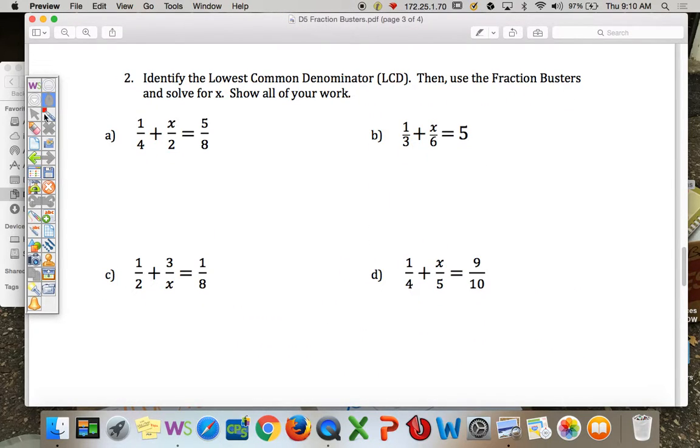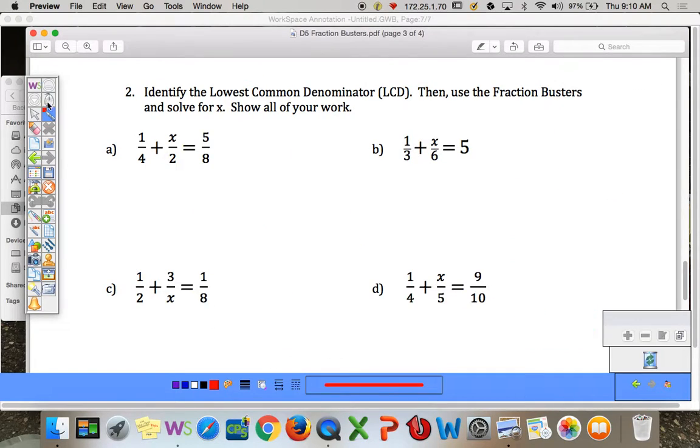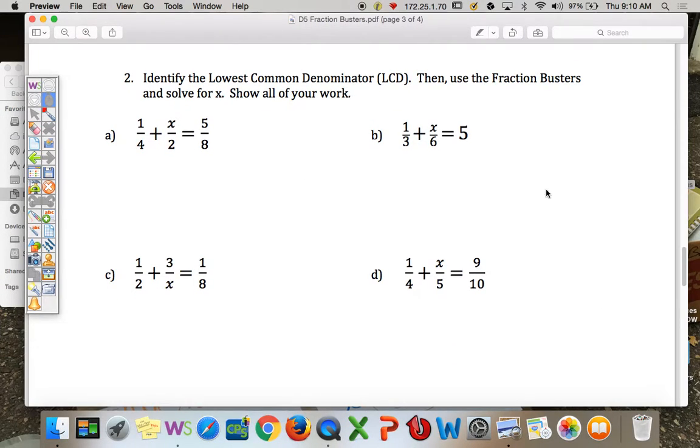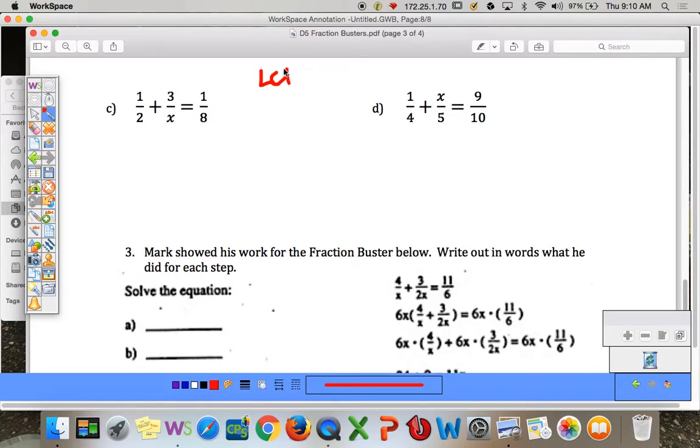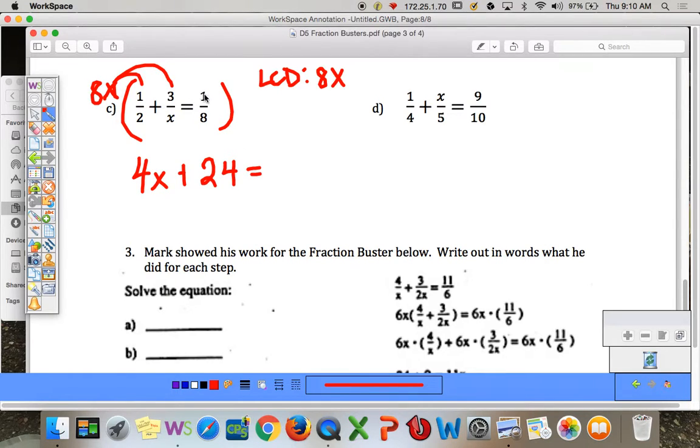Okay, let's do one of these. Let's do C. So for C, the LCD of 2x and 8 would be 8x. So I'm going to write that down here. Because we can multiply each one of these by something to get 8x. So we're going to multiply by 8x. So the first one's 8x over 2, which leaves us with 4x. Then we get 24x over x. So the x's cancel, we get 24. And then we get 8x over 8, so the 8's would cancel, we would get x.